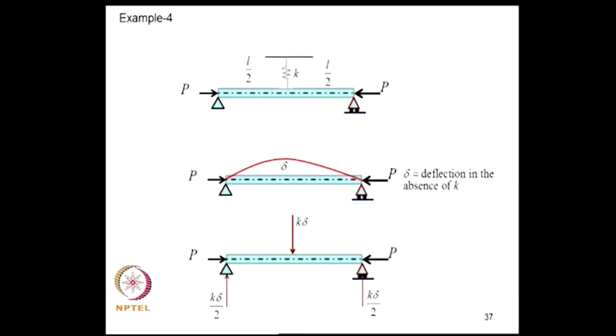Another problem, suppose there is a beam and I want to add a spring here, say in this example at the midspan, with a view to increase its axial load carrying capacity. So, how far can I increase the critical load value by selecting this K, that is the question. So, how do we tackle this problem? First I will ignore the presence of this spring and solve the problem. I get this deflection delta, say, in the absence of that, and I will now apply a force K delta here so that this deflection becomes 0.